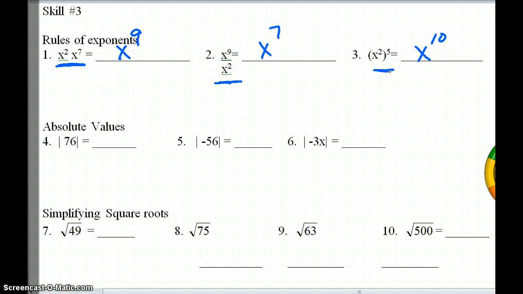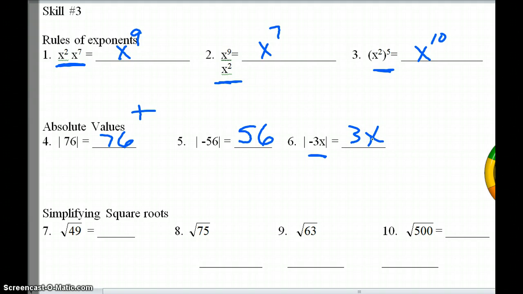Absolute value. Remember, everything is positive. So if you have an absolute value that's positive, you just keep it positive. An absolute value that's negative, change it to positive. And if you have an absolute value that has some variables in there for some reason, how do you do it? You just always make it positive.